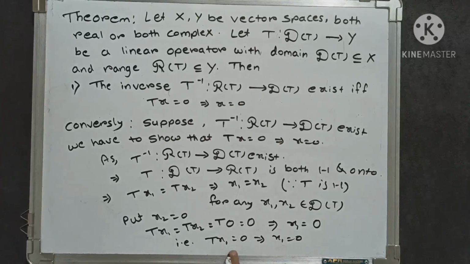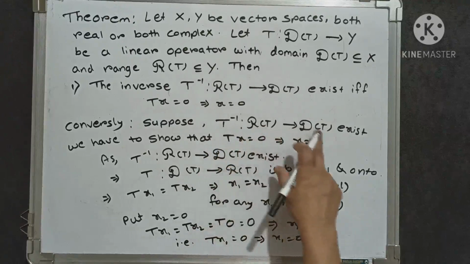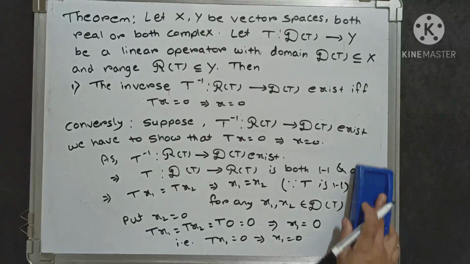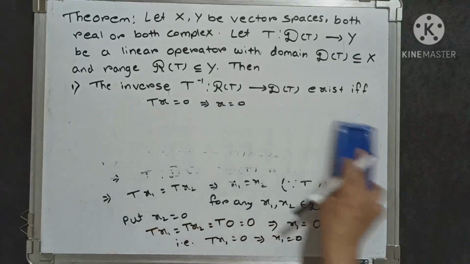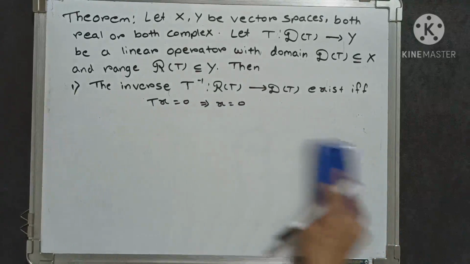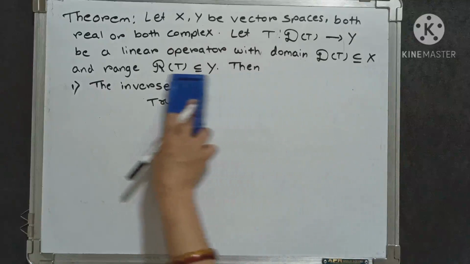This means that if the mapping T inverse, which is from script R of T to D of T, exists, then we get that Tx1 equals 0 implies that x1 equals 0, and hence we prove the converse part. In this way we prove the first statement of this theorem, that the inverse T inverse exists if and only if Tx equals 0 implies that x equals 0.